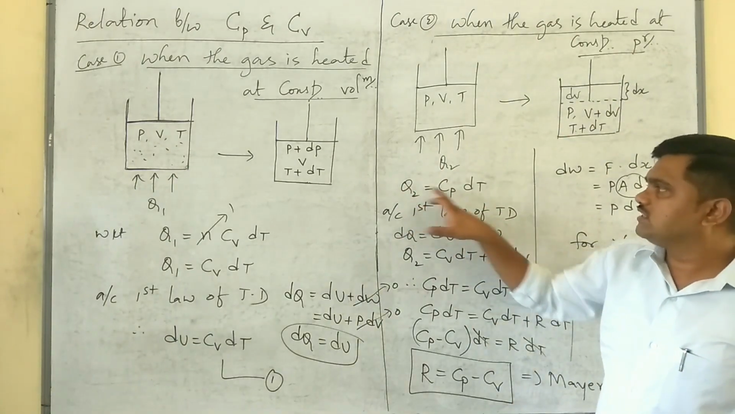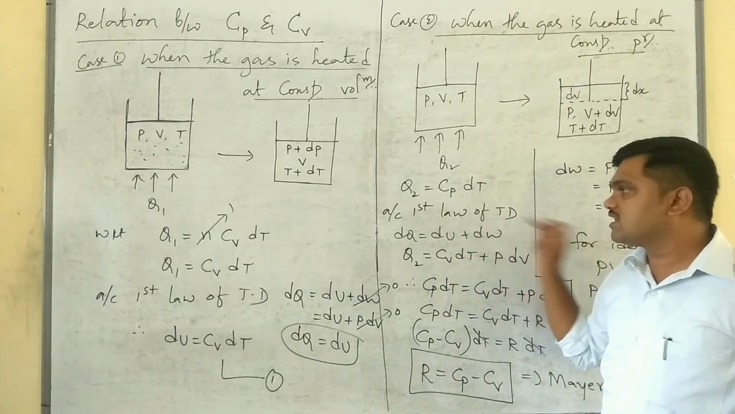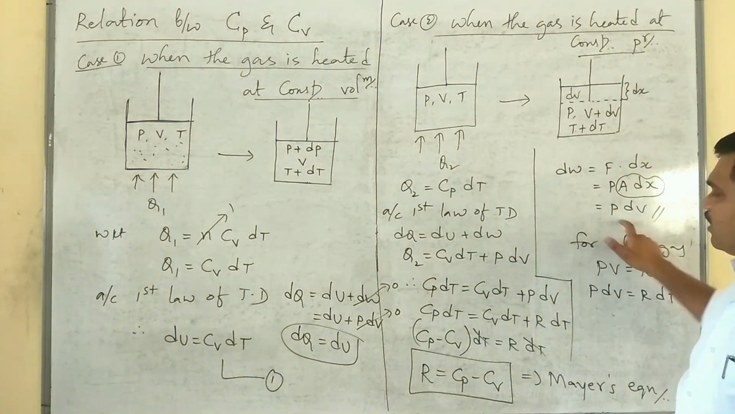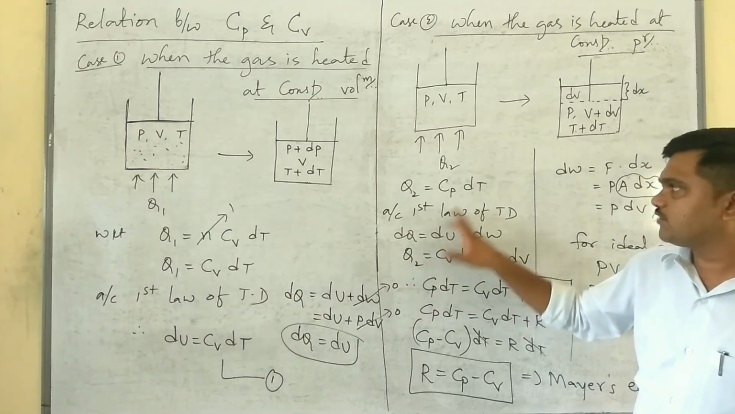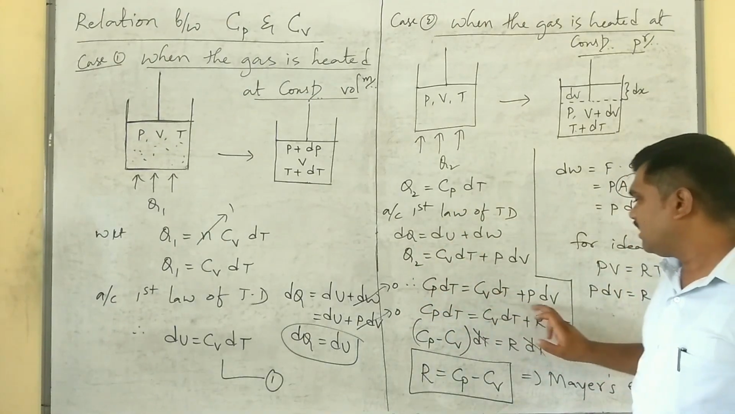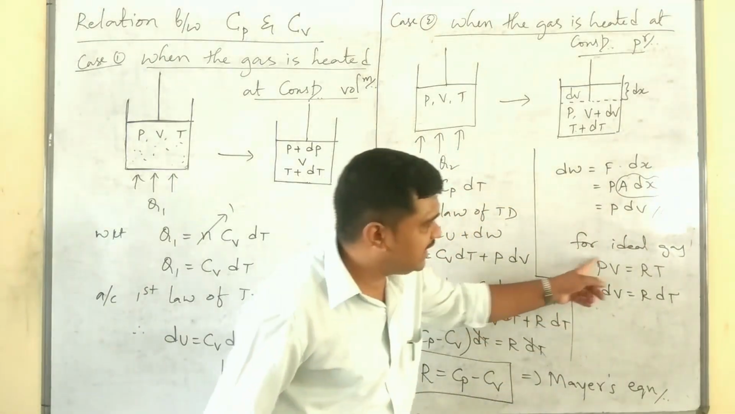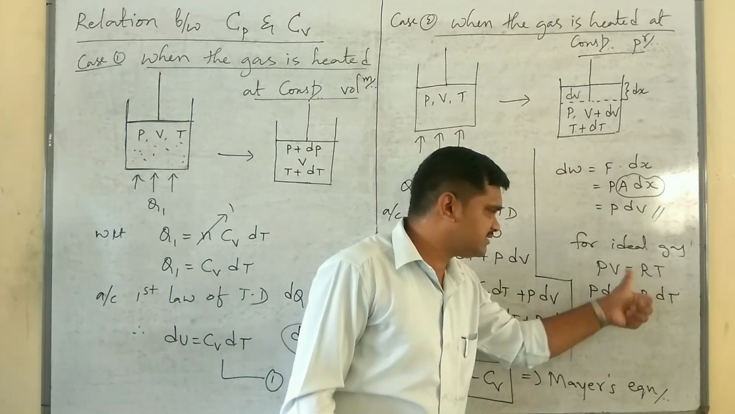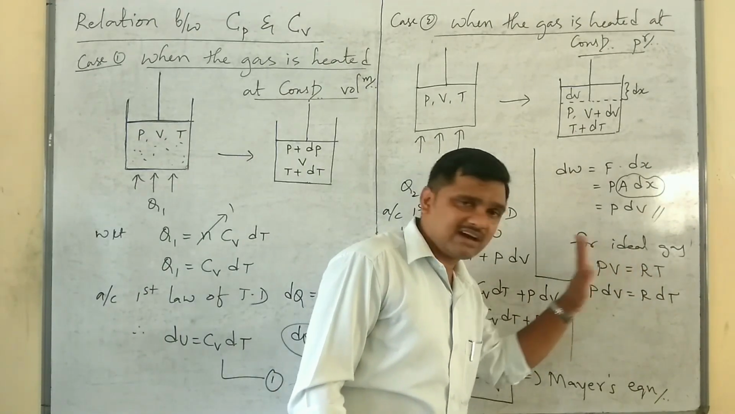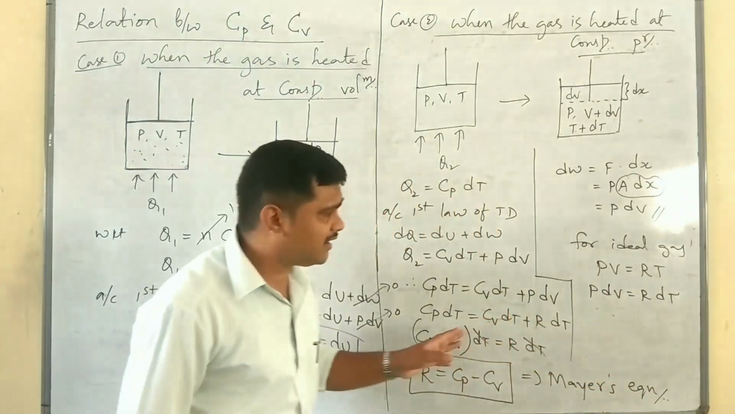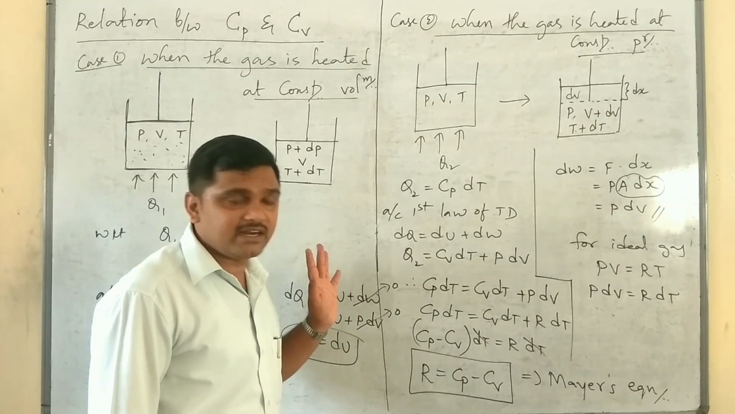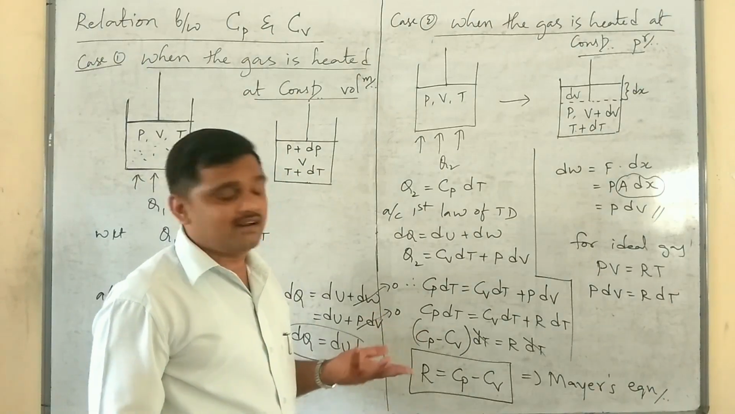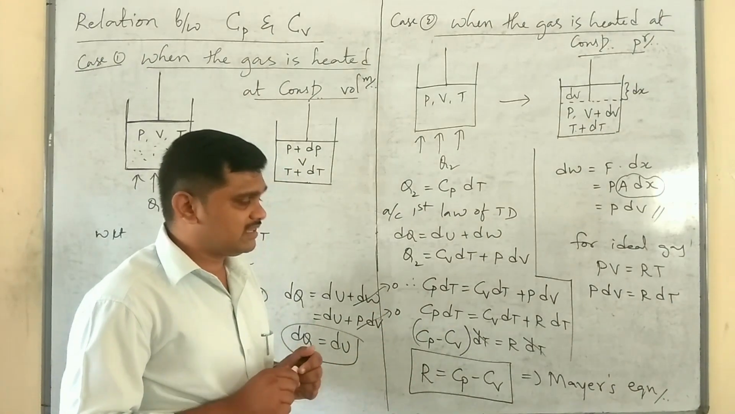Here Q2 is equal to Cv dT. According to the first law of thermodynamics, dQ is equal to dU plus dW. In place of dW, I have written PdV. Next, in place of Q2, I wrote Cp dT. Next, in place of PdV: for 1 mole of an ideal gas, PV is equal to RT. On differentiating this equation by keeping the pressure and R constant, we get PdV is equal to RdT. So in place of PdV, I have written RdT and transferred this Cv to this side. Therefore, Cp minus Cv is equal to R. Otherwise, R is equal to Cp minus Cv.